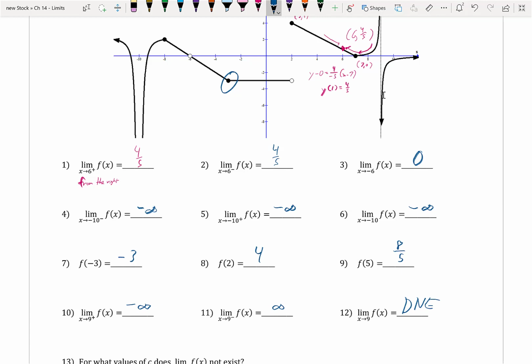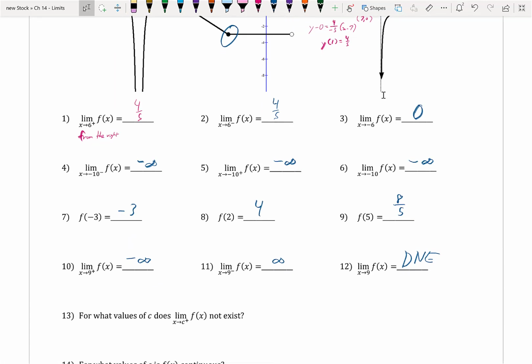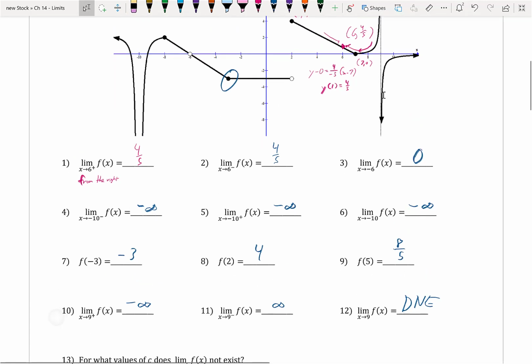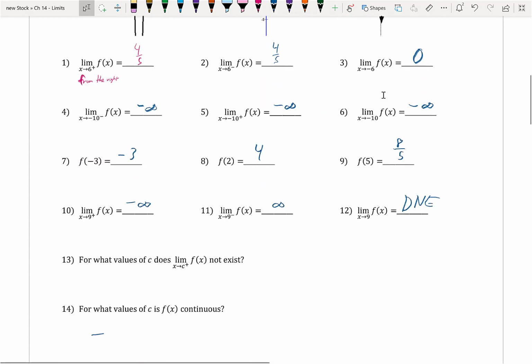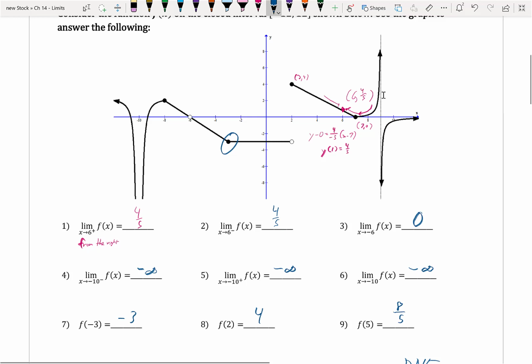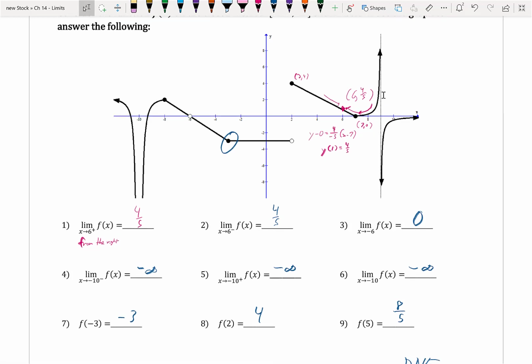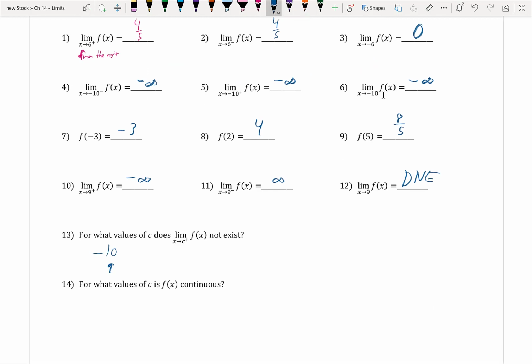Okay. The next question says, for what values of c does the right-sided limit not exist? So let's look at positive and negative infinities and include those. Let's just keep traveling along the graph and see where the limit does not exist. So I'd argue negative 10, the limit doesn't exist because it's a negative infinity style. 9, it wouldn't exist because it's also an infinity style.